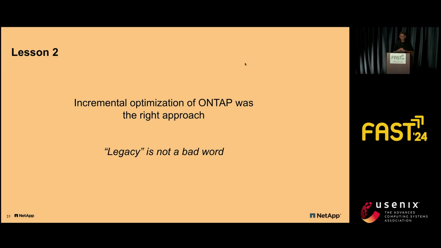The second thing is that because we were already such a feature-rich and trusted system by all of our customers, the approach of doing surgery on the I/O path allowed us to retain all of the features that we were already offering to our customers while improving performance. The alternative would be to build a system from the ground up, but then it would have taken tremendous investment of resources in order to achieve feature parity with ONTAP. And so in hindsight, it was a great strategic approach for a system like ONTAP to choose the path of incremental optimization. And maybe legacy is not such a bad word after all.